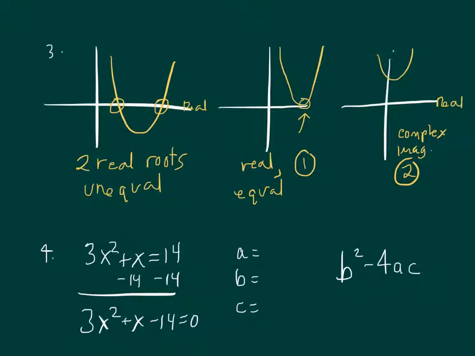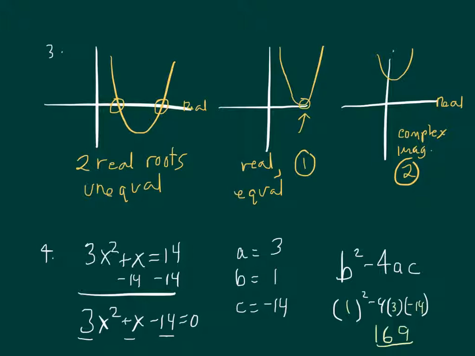So we're going to just take a, b, and c here to be 3, 1, and negative 14. We're going to plug them into our b squared minus 4ac. We're going to plug the whole thing into the calculator. So the b is 1, a is 3, and this is negative 14. So this number that we get should be 169, which is a positive number. So it means it's going to look somewhat like this first one up here. So there will be two real roots that are unequal.